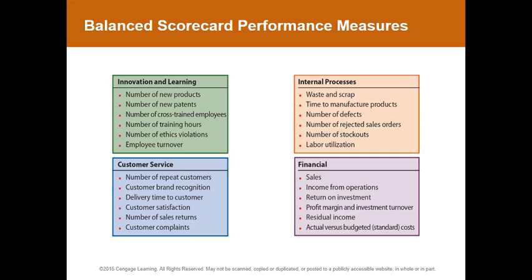For internal processes, you might want to look at how much waste and scrap there is, what the time to manufacture the products is, how many defects there were, how many rejected sales orders there were, how many times we stocked out, what our labor utilization is. And then financial, of course, we've got the typical ones: sales, income from operations, return on investment, profit margin, and investment turnover, which will give you the DuPont. Residual income, actual versus budgeted, standard costs.